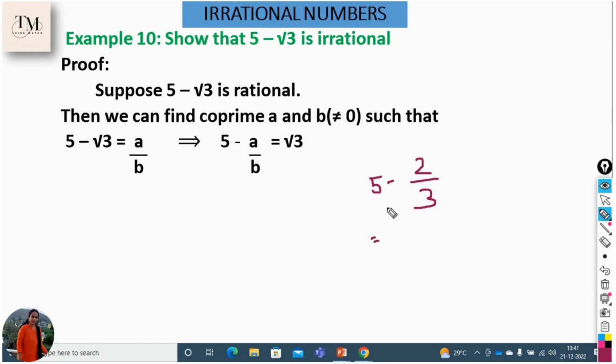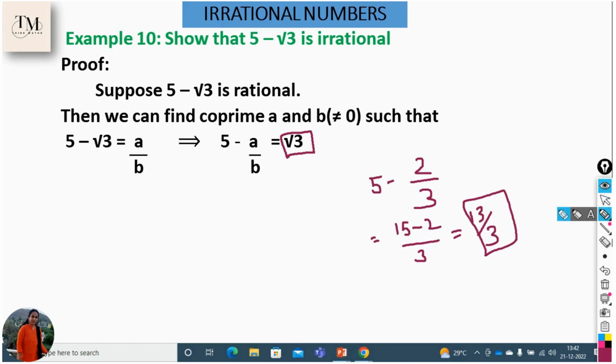Since a and b are co-prime, say a by b is nothing but 2 by 3. That is 5 minus 2 by 3. So if we take the LCM, we get 3 as the LCM. 5 times 3 is 15. 15 minus 2 is 13. So 13 by 3. So we got a fraction. Okay. So 13 by 3 is a rational number. But we proved that root 3 is irrational. So we proved that root 3 is irrational, but we got 5 minus a by b as a rational number. So our assumption is wrong. So 5 minus root 3 is irrational.